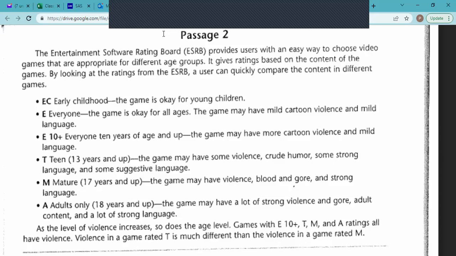So when they talk about strong language, of course, they might be talking about something very sensitive. It may be what we might call cuss words or bad language. Okay, so as the level of violence increases, so does the age level. So games with E 10 plus, T, M, and A ratings all have violence. So violence in a game rated T is much different than the violence in a game that's rated M. Go ahead and pause your screen and reread this.